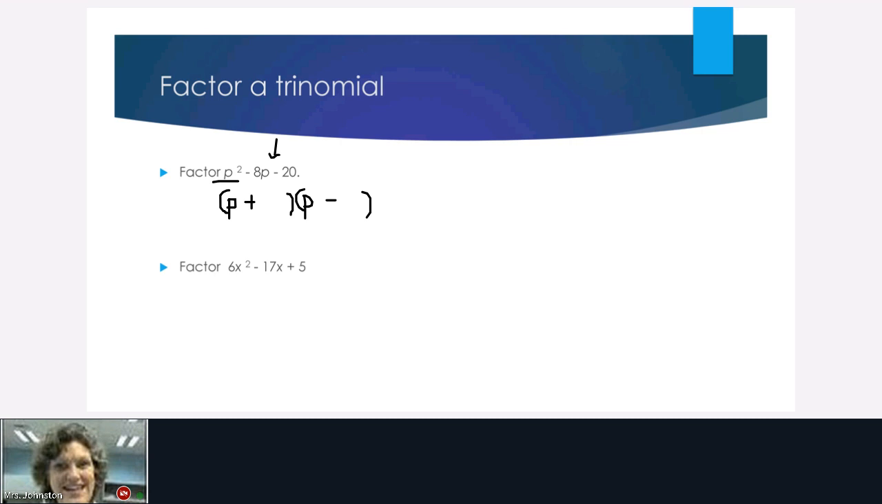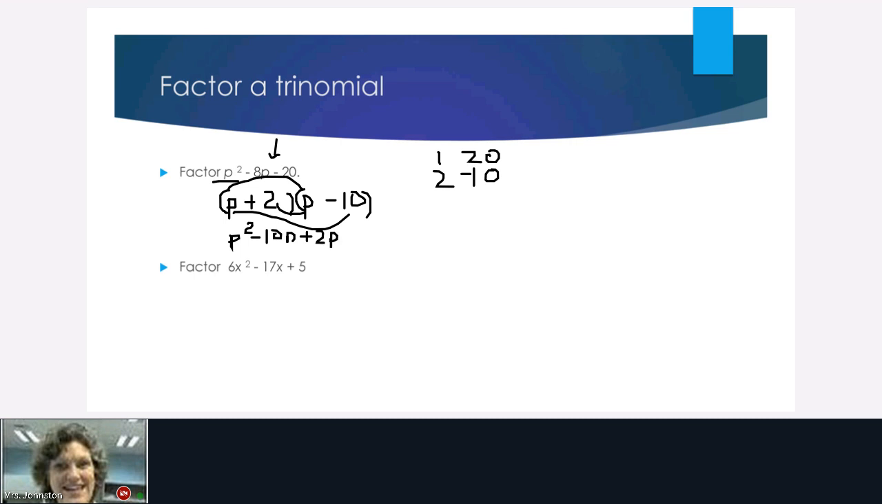So factors of 20 are 1 and 20, 2 and 10, and I'm just going to stop right there because I think if I subtracted 2 and 10, I would get negative 8. Now I'm going to get negative 8 only if the 10 is negative. So I'm going to put my 10 over here and my 2 over here, and I'm going to check it out. Okay, first terms, p times p is p squared. Outside terms, p times negative 10 is negative 10p. Inside terms, 2 times p is plus 2p.